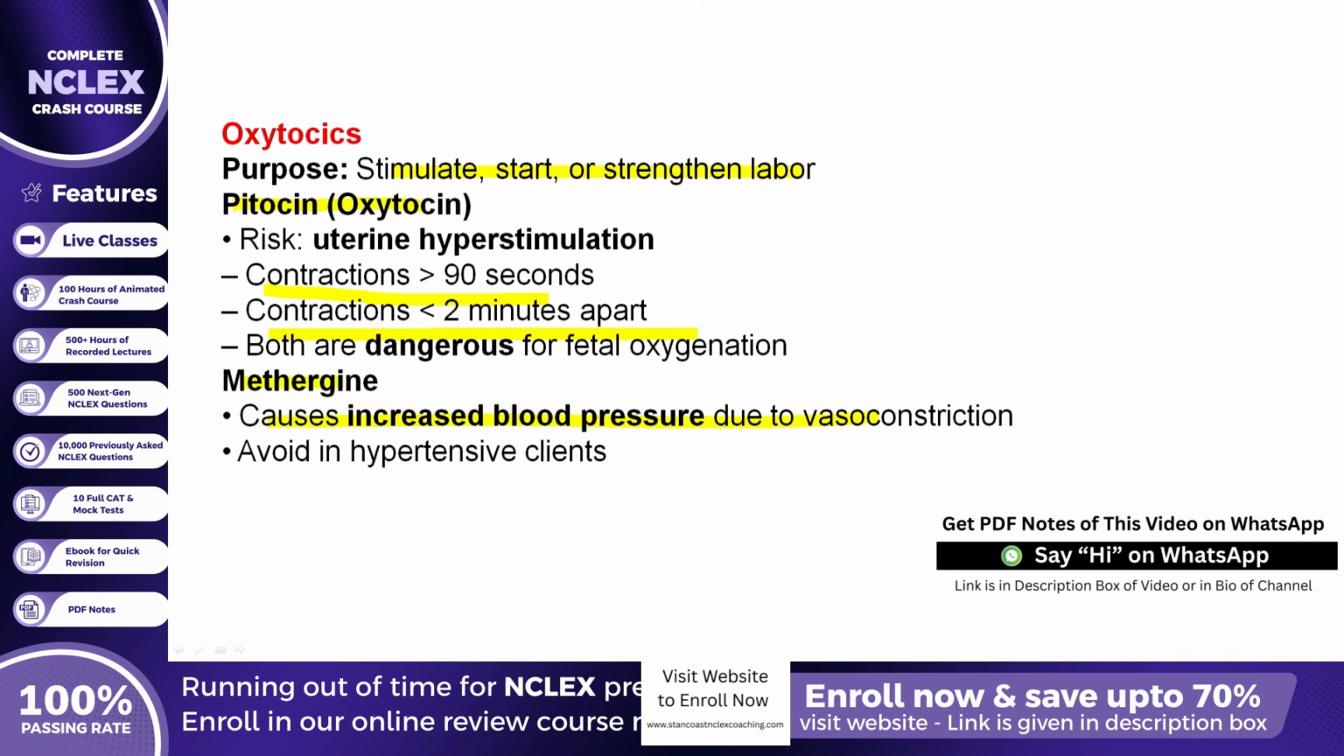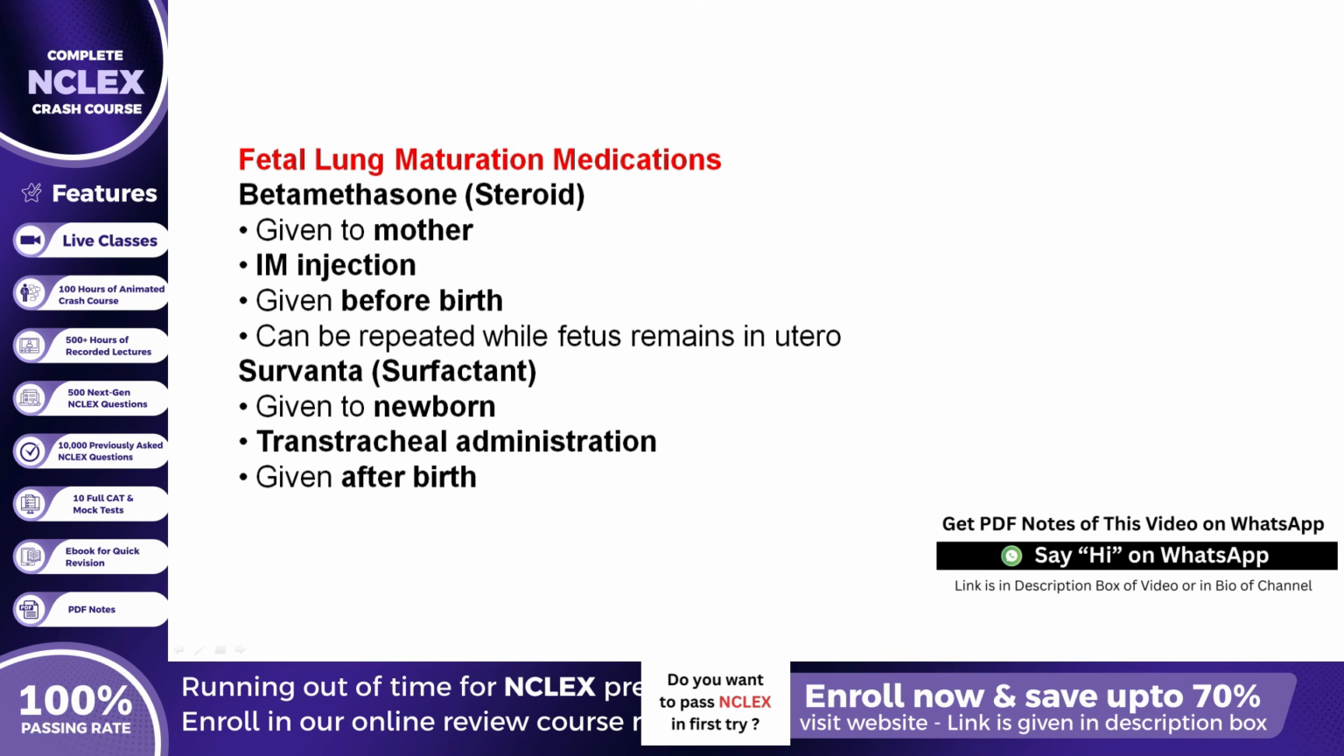As we continue, let us look at fetal lung maturation medications. Betamethasone, which is a steroid, is given to the mother. It is administered as an intramuscular injection. It is given before birth. It can be repeated while the fetus remains in utero. Survanta, which is a surfactant, is given to the newborn. It is given by endotracheal administration, and it is given after birth.